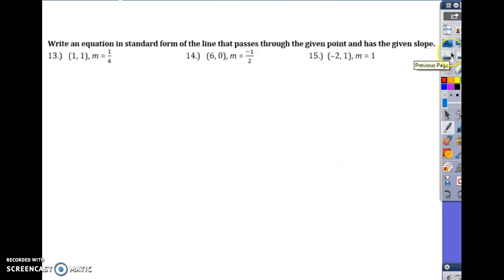Okay, number 13, it says write an equation in standard form. So here we're finally getting our new form, ax plus by is equal to c. Remember, a, b, and c can't be fractions, and a cannot be negative. So it says write the equation in standard form of the line that passes through the given point and has the given slope. So we've got a point, we have the slope.